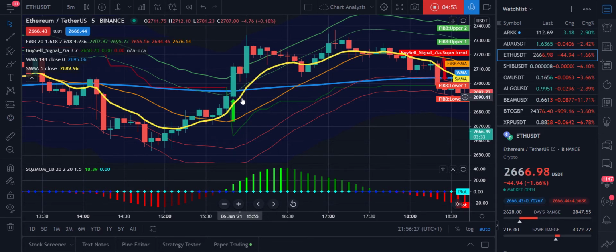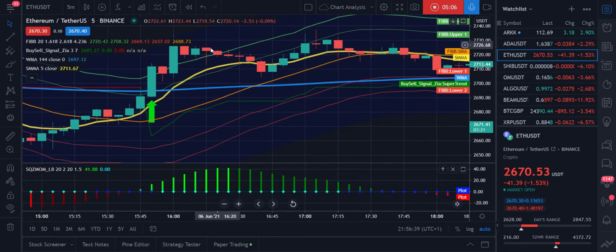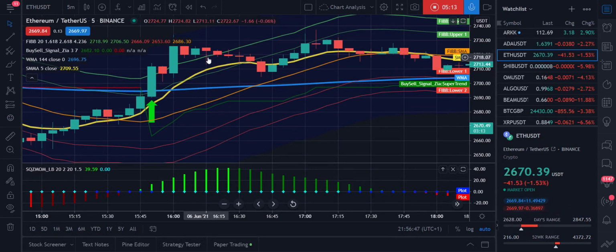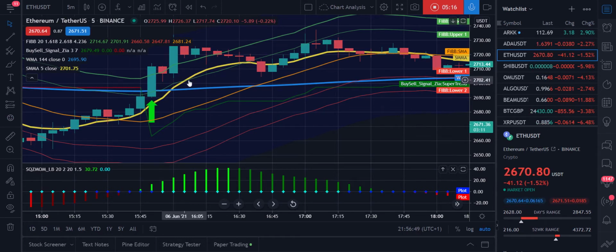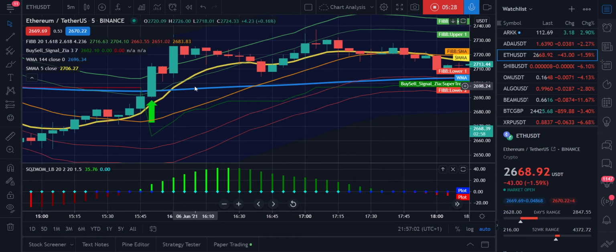We can see a crossover of the yellow line over the blue line. What this indicates is the market going up. So if you had invested over here, you would have made a profit if you sold in about 15 minutes. You invest here, sell in about 15 minutes, and you will make a profit of about, I see $22 if you bought one Ethereum.